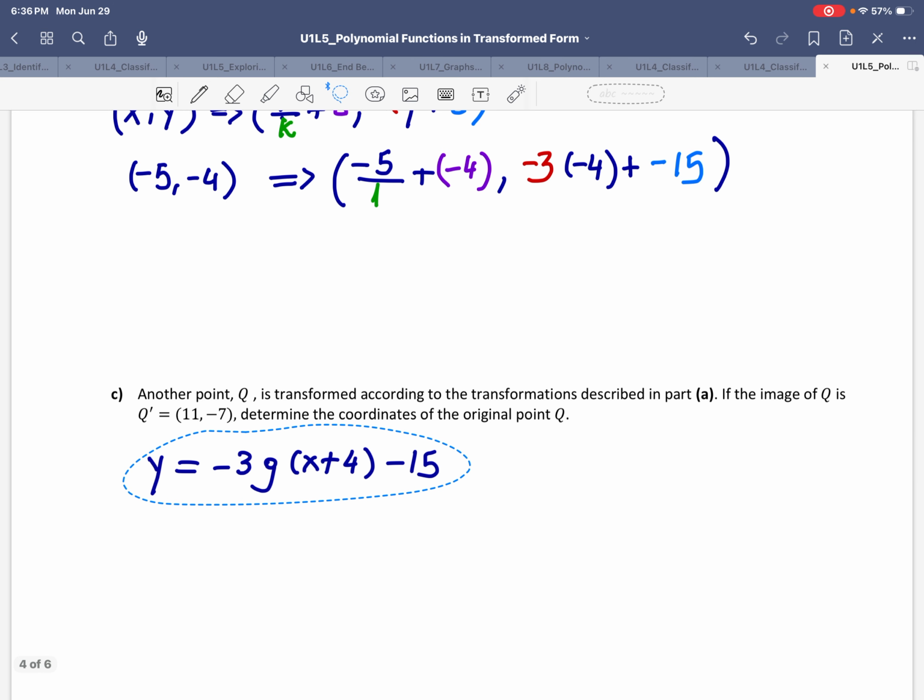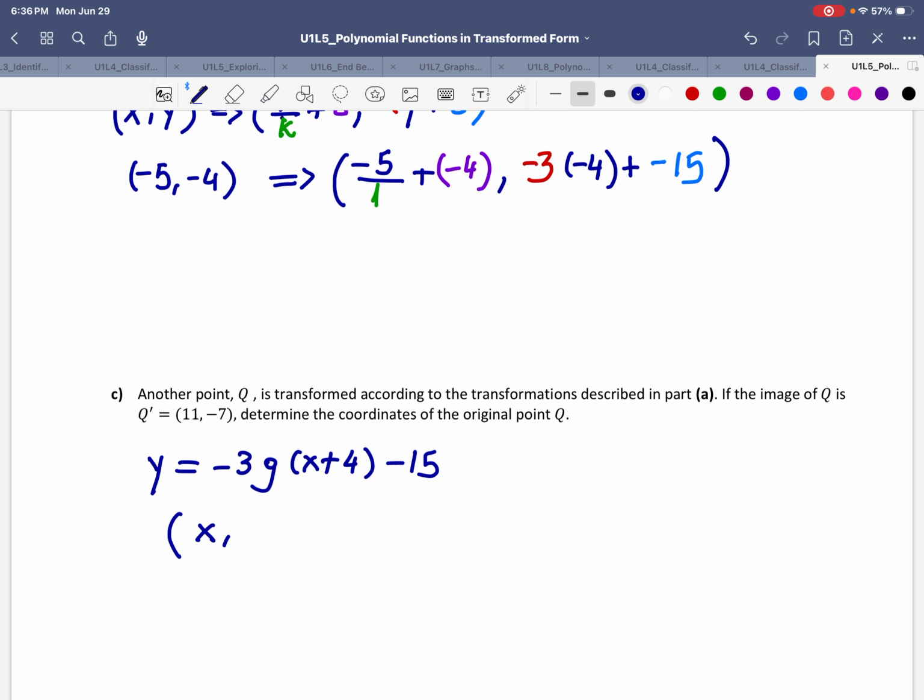So we are working with the same function, and this time we're working with a different point. And what we know is the coordinates of the image point. So in other words, in this case, we do not know what x and y are. We don't know where point Q prime has come from. So we are about to discover it. We are given the image, and we have to find the original point.